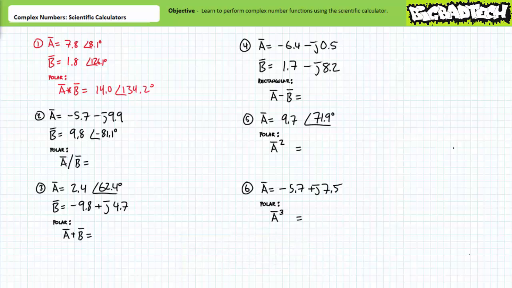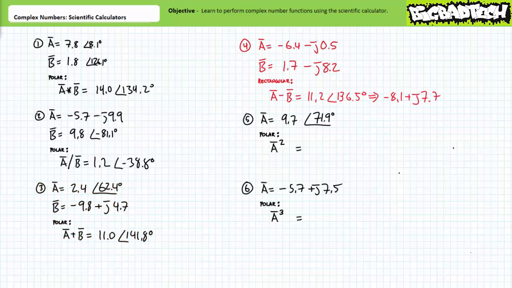For our first example problem, A times B expressed in polar format is 14.0 at an angle of 134.2 degrees. For our second example problem, A divided by B is 1.2 at an angle of negative 38.8 degrees. For our third example problem, A plus B is 11.0 at an angle of 141.8 degrees. For our fourth example problem, A minus B is 11.2 at an angle of 136.5 degrees expressed in polar format.